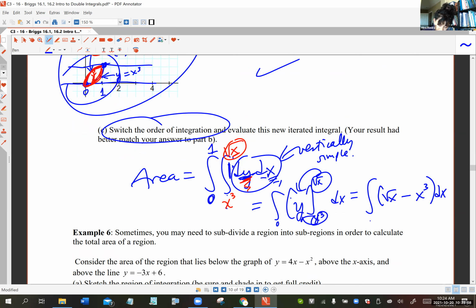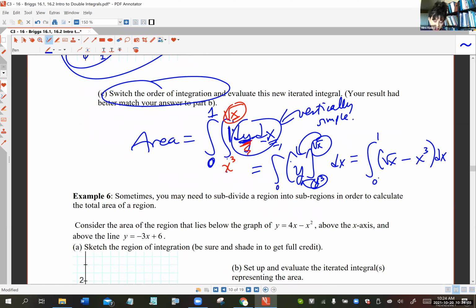Okay. And now this is just an easy peasy single integral from your Calculus 1 days. Once again, radicals are evil. So I'm going to rewrite the square root as x to the half. And that way I can use my power rule. So the antiderivative of x to the half is x to the 1/2 plus 1, which is x to the 3/2.